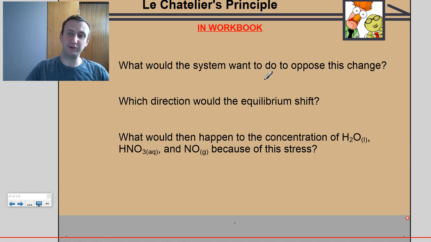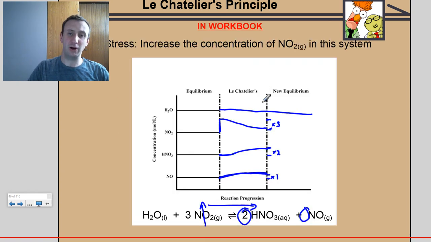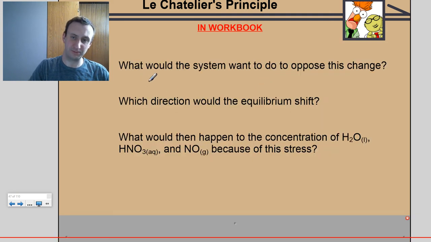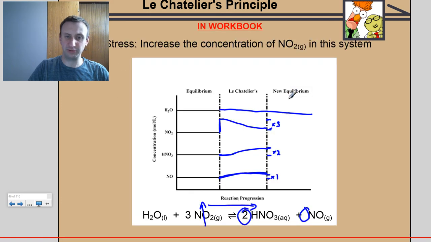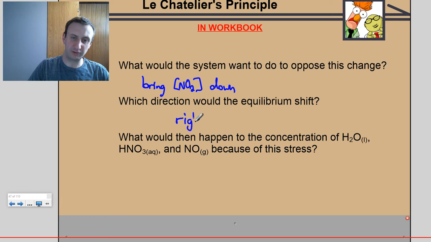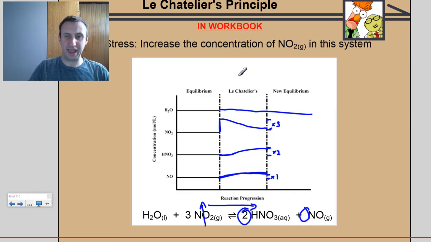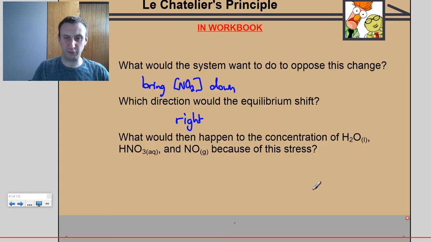So what would the system want to do to oppose this change? Well, if I am adding more NO2, it wants to bring it back down. So bring NO2 down. What direction would the equilibrium shift in order to do that? Well, it shifts to the right, because the right direction is changing NO2 to HNO3 and NO. So that's what it's doing.